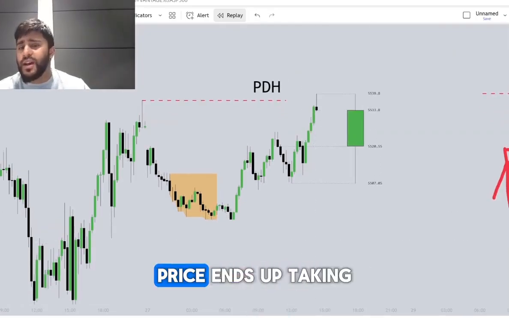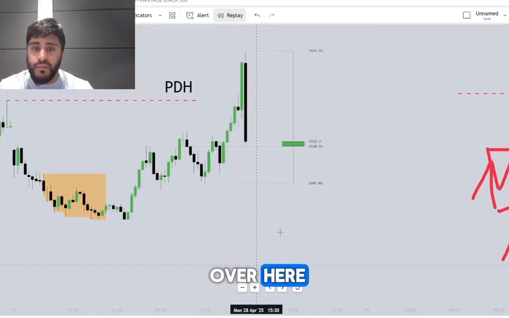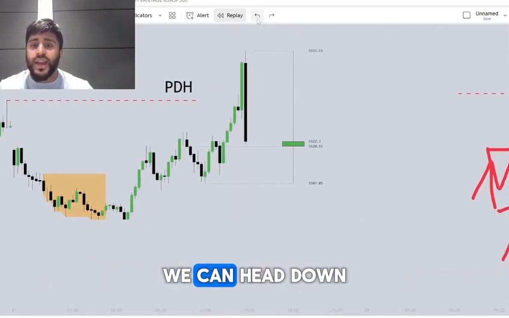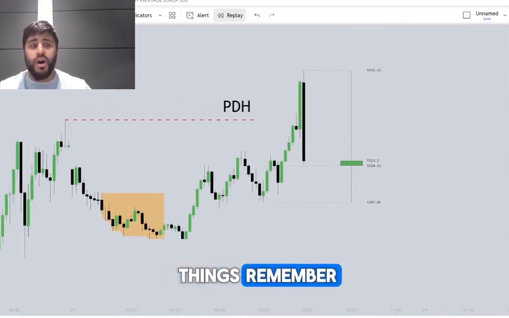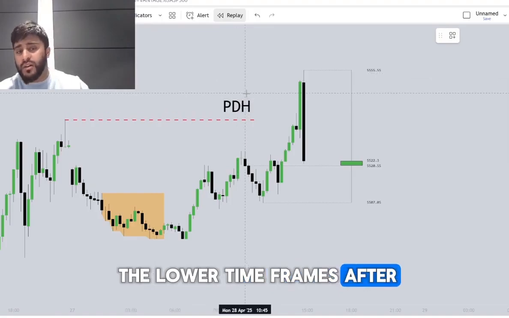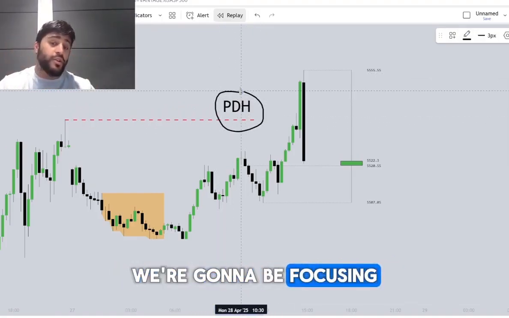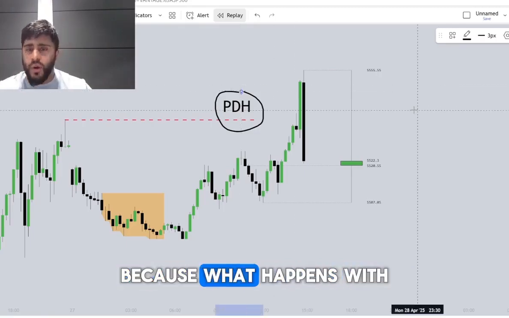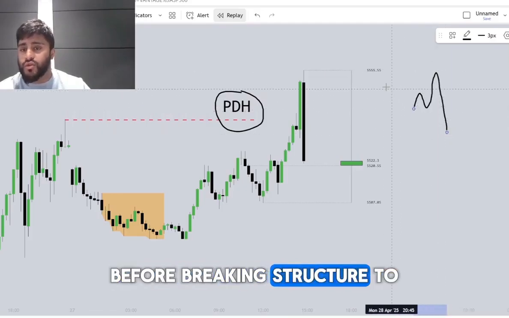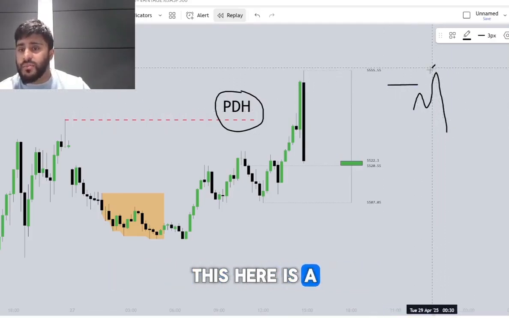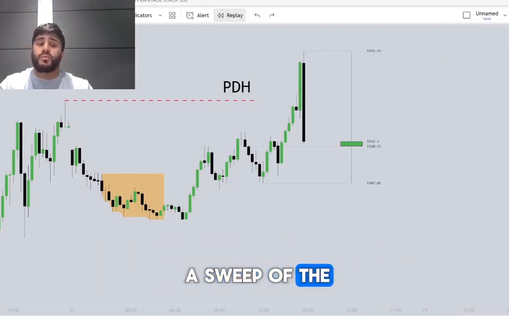So price ends up taking out the previous day high, and we have a very, very large manipulation move over here. Now, this is where things become very interesting. We can head down to the lower time frames at this stage. If you're struggling as a trader, I want you to remember a couple of things. Remember, only go down to the lower time frames after price has taken out some kind of major liquidity. In this video, we're going to be focusing on the previous day high, because what happens with manipulations is you want to see price come up, take out some liquidity before breaking structure to the downside, right? This here is a previous day high manipulation. So I want traders to understand an ICT Judas swing is just a sweep of the previous day high.